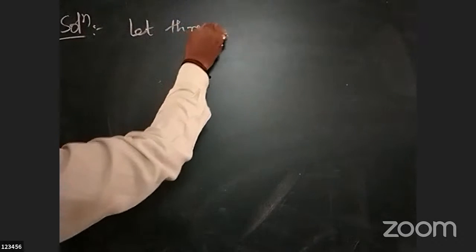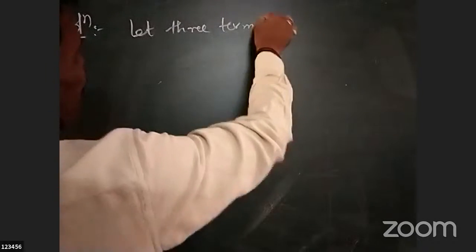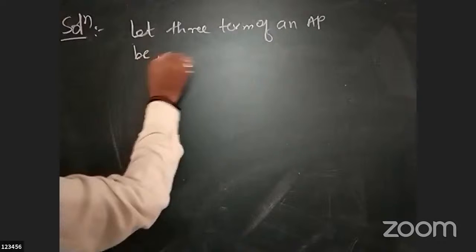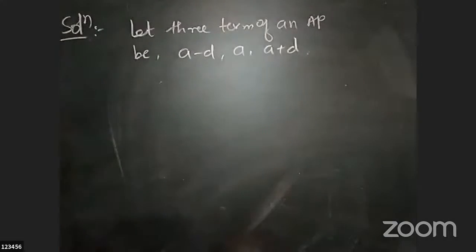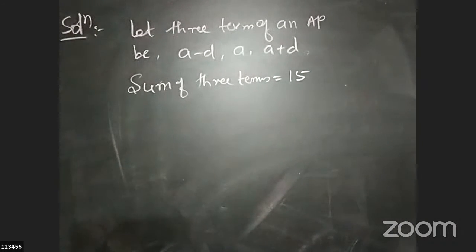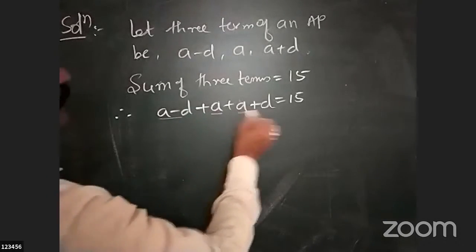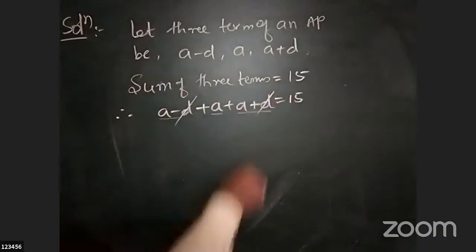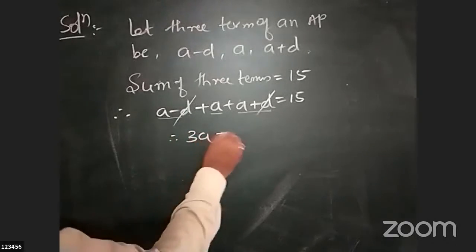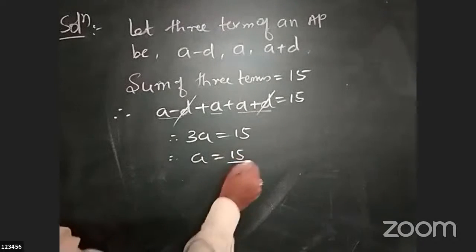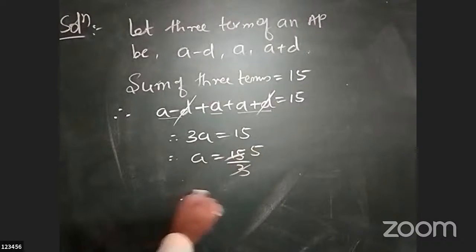The solution we are going to start now. Let the 3 terms of an AP be A minus D, A, A plus D. Is it right? Sum of 3 terms is equal to 15. Is it given or not? Sum of 3 terms means A minus D plus A plus A plus D is equal to 15. The 3 terms you are adding. Minus D plus D get cancelled. A plus A plus A will become 3A is equal to 15. A is equal to 15 by 3. 3 fives are 15, so the 5s get cancelled. A is equal to 5.